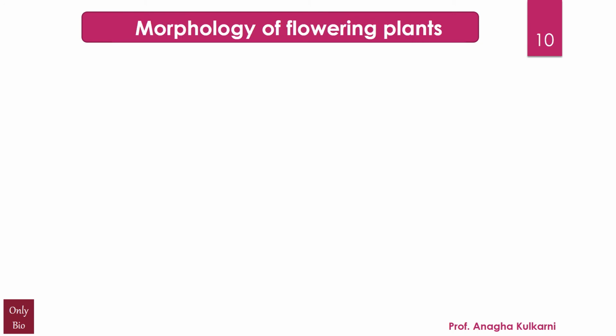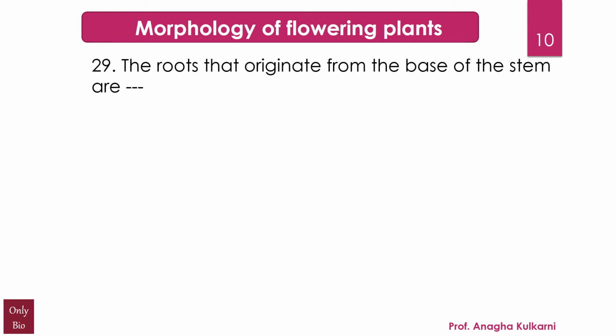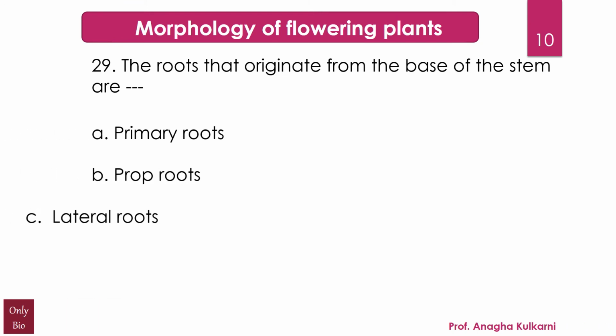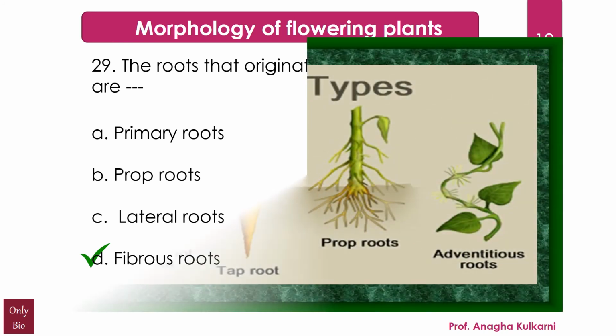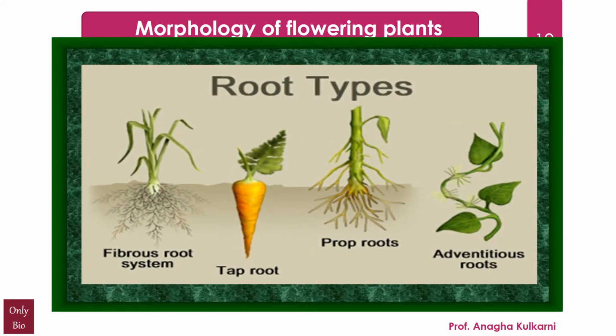The next question relates with the chapter Morphology of Flowering Plants, and the question is, the roots that originate from the base of the stem are dash. A. Primary roots, B. Prop roots, C. Lateral roots, and D. Fibrous roots. And the correct answer is fibrous roots. Look on the screen to understand the different types of roots.